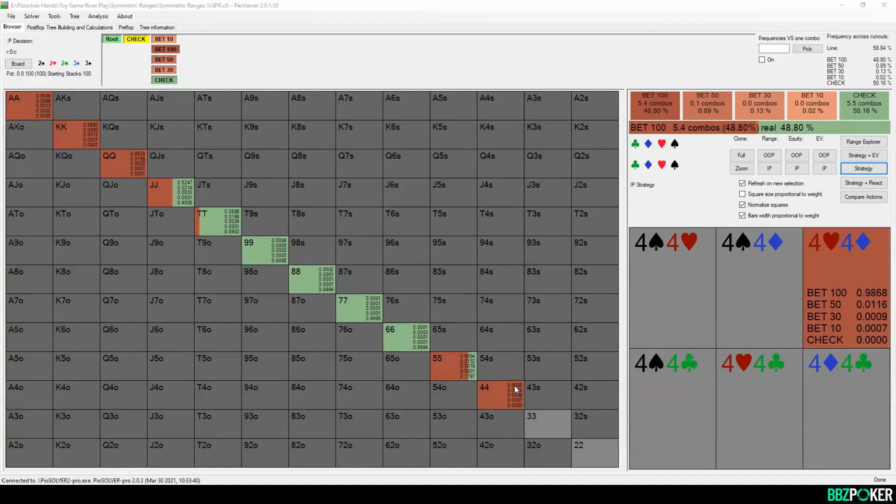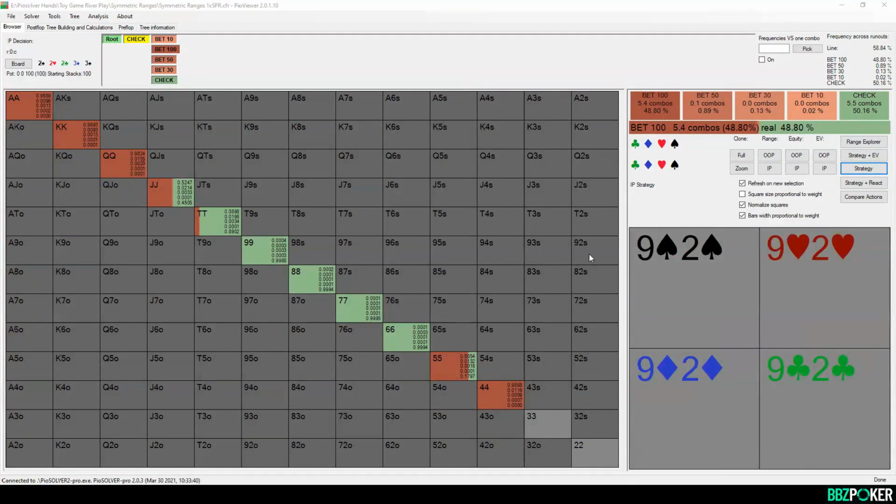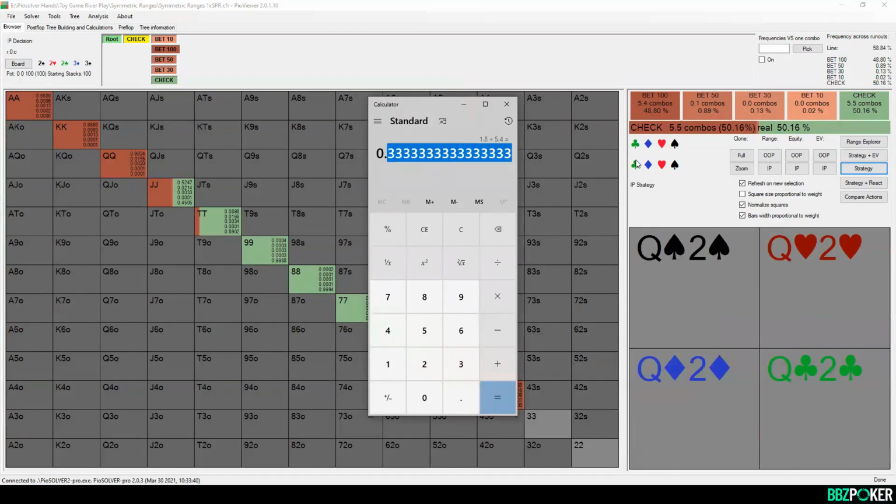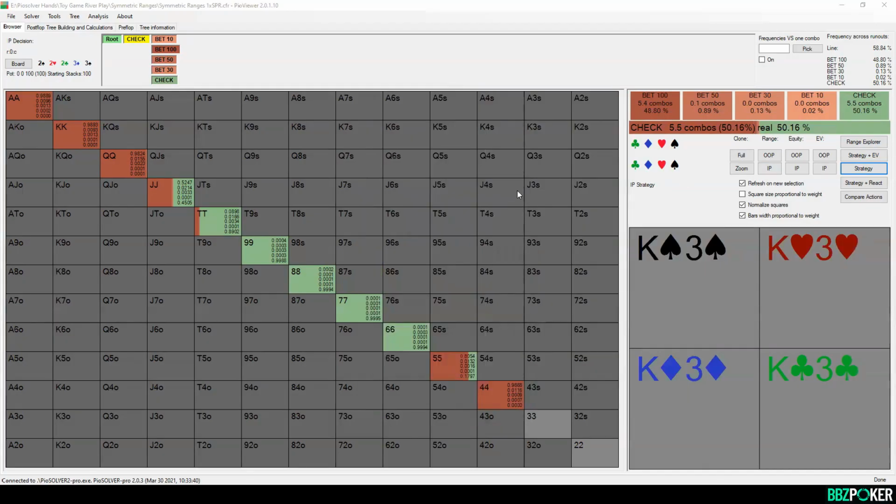What do we have here? 1.8 bluffs. Okay, 1.8 bluffs, 3.6 value bets. Let's take a look at this. 1.8 plus 3.6. I'm doing this on a calculator for people who are bad at math. That's okay. 1.8 plus 3.6 is 5.4. We have 1.8 bluffs out of 5.4 total combos. What's that equal? 33%. Okay, so we have 33% of our range as bluffs and 67% of our range as value bets. Okay, bluff to value ratio management.